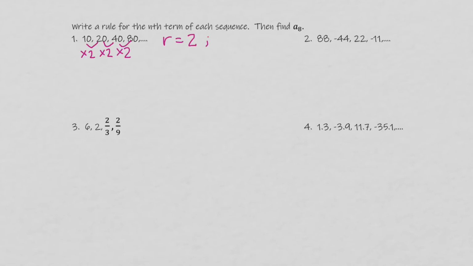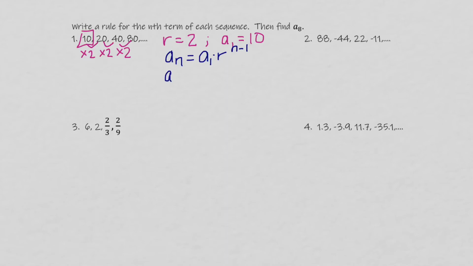The other thing I'm going to need is my a sub 1. Hopefully you know what that first term is. That term value in position 1 is 10. And then we're just going to grab our formula. A sub n is going to equal, on geometric 1, the first term times the ratio to the n minus 1 power. So I just need to plug those things in.